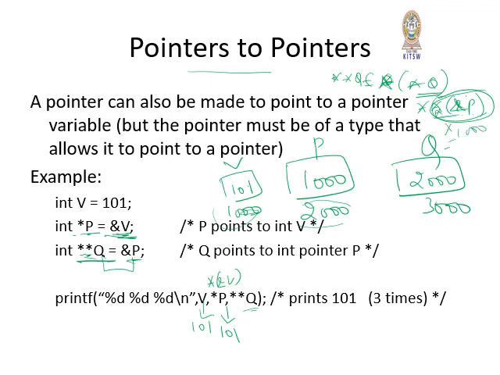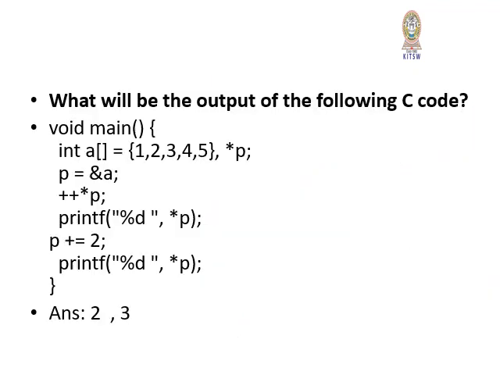Again, one more outer star is there. If you keep a star before this 1000, it represents the value at the 1000 location. So again it goes back to address location 1000, and here the value is 101. So again the value is 101. This is how the double pointer will work.